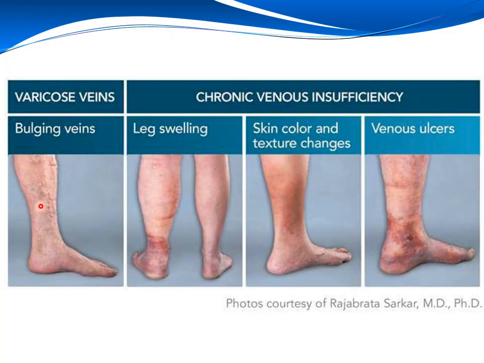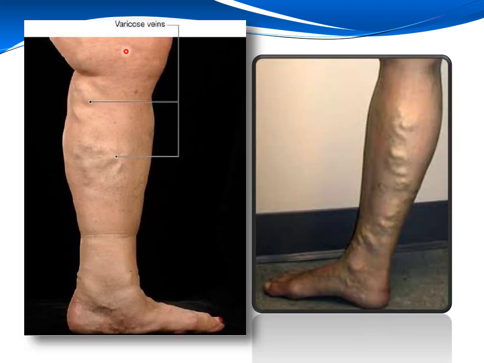So you can see here the varicose veins. You can see bulging of the veins, leg swelling, skin color and texture changes, and venous ulcers also. This is all due to the incompetency of the valves. Incompetency of the valves in perforating veins or superficial veins, or both, could be the reason for the varicosity. Incompetency of the saphenofemoral valve also, that is at the thigh.